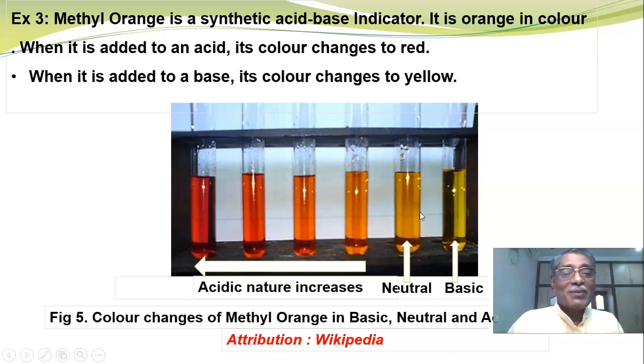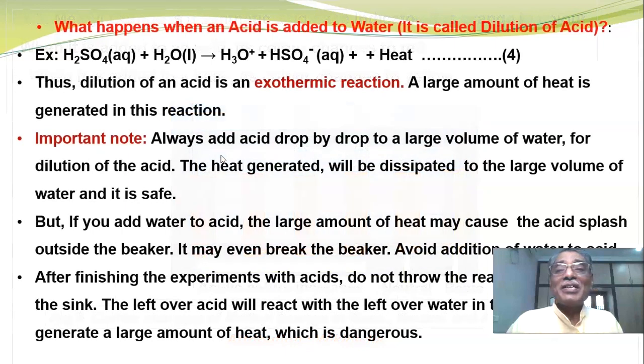Now look at this. Here it is orange in color. What is the inference? It infers that the solution is neutral. But look at the solutions in the remaining four test tubes. Here, it is very bright red. That means the acidic nature goes on increasing. So in an acidic solution, the methyl orange indicator turns red. So by using methyl orange, you can easily test whether the solution is acidic, basic or neutral in nature.